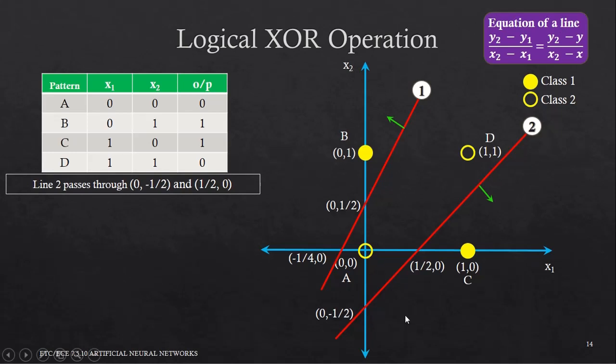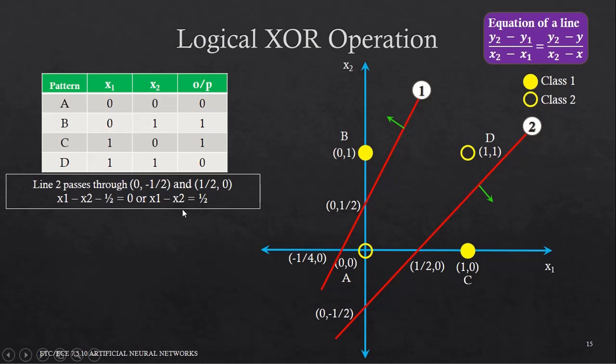Yes, the equation of the second line is x1 minus x2 minus half equal to 0, or x1 minus x2 equals half. This can now be implemented as the second TLU.